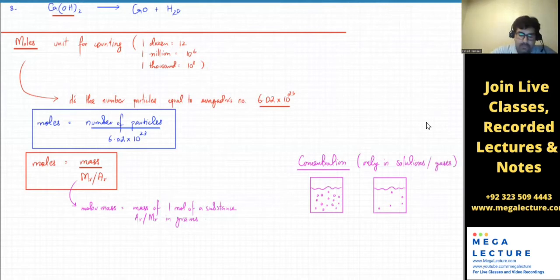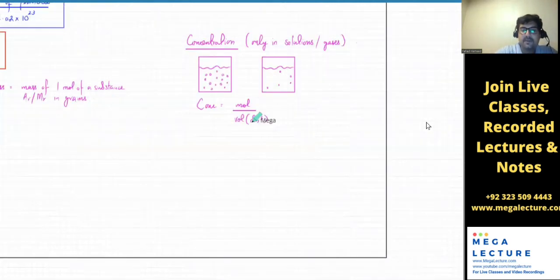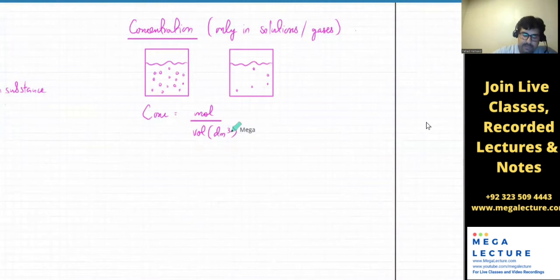Now, what is concentration? It's the number of particles per unit volume. So the formula of concentration is the number of particles in a particular volume, and the volume is going to be in dm cube, and the number of particles are counted in moles. So it's mole per dm cube. That's what concentration is. And you can rearrange concentration.